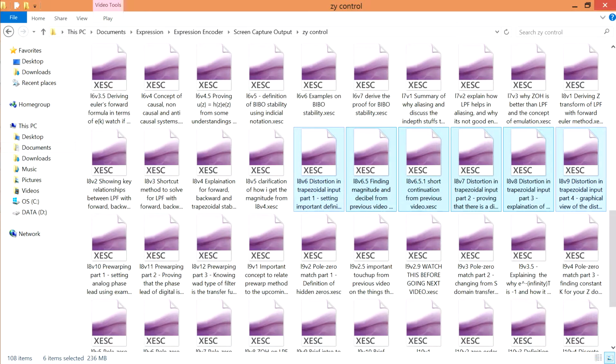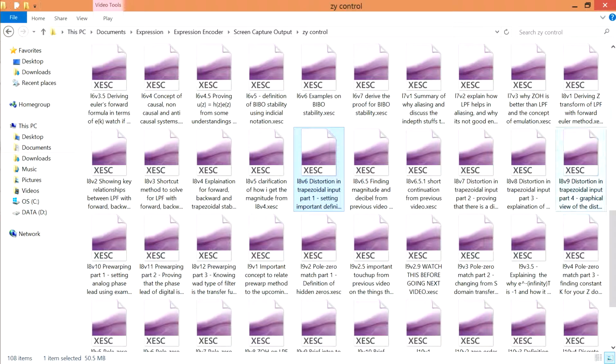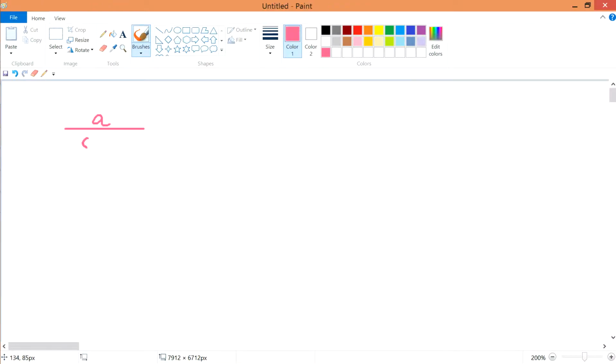Okay, later on we'll actually discuss the distortion issue. The distortion issue has to do with how we evaluate certain things. For example, if I have a low pass filter, A over S plus A, and I rearrange this by multiplying by 1 over A divided by 1 over A, this is still equal to 1, so I'm just simply rearranging. I'll have this thing over here.